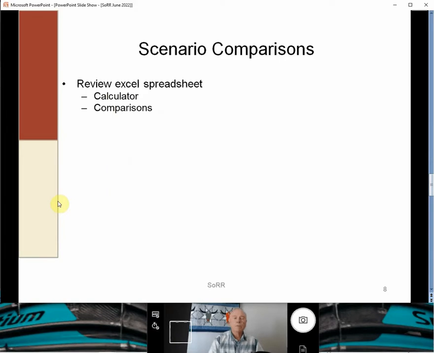Scenario comparisons. The scenario comparisons are contained in the Excel spreadsheet, and in that, the first worksheet is my calculator, where I do all the number crunching. Then the second worksheet is where I do the comparisons between scenario 1 and scenario 2.